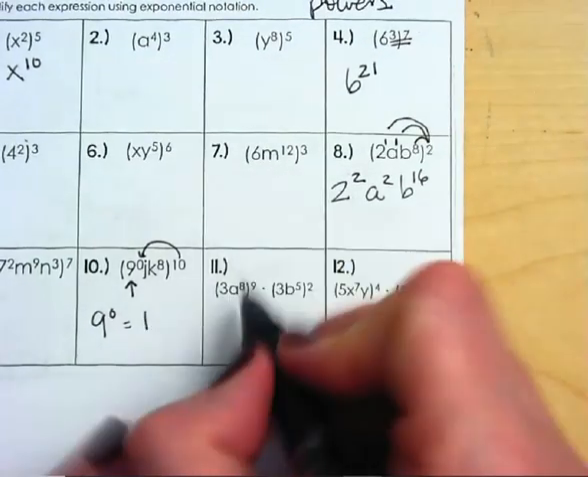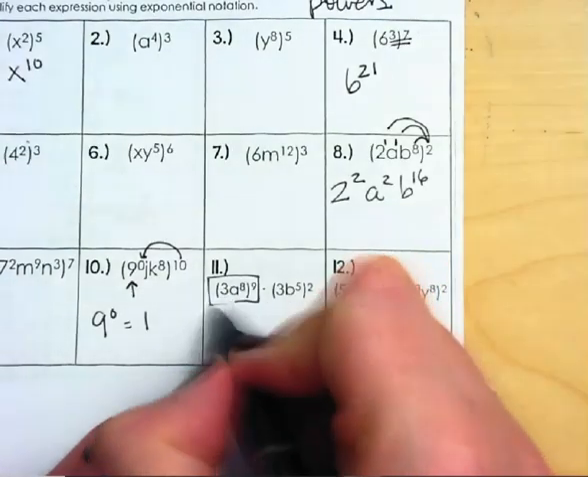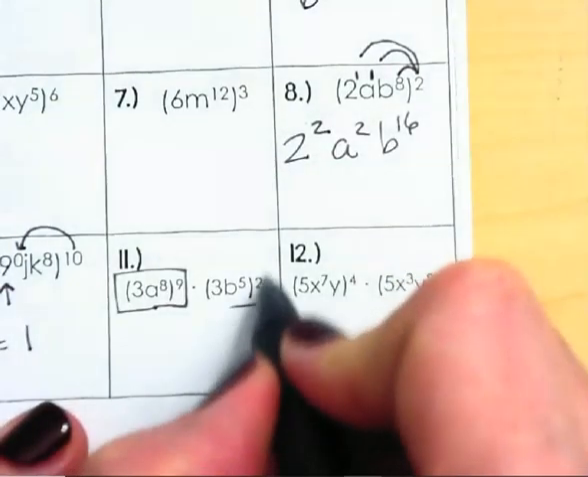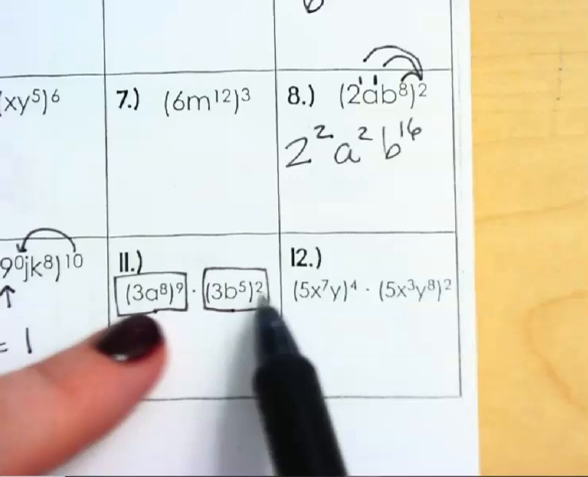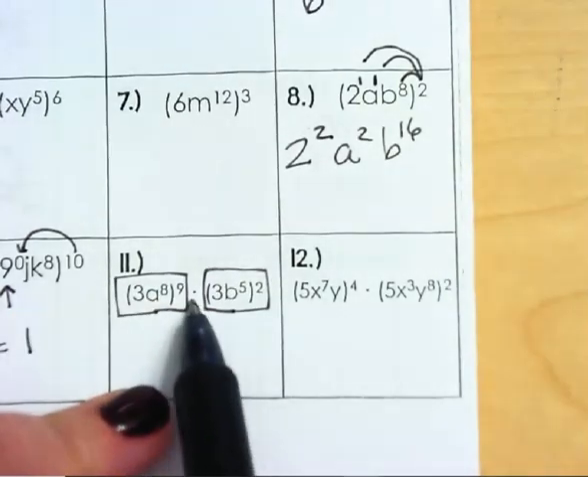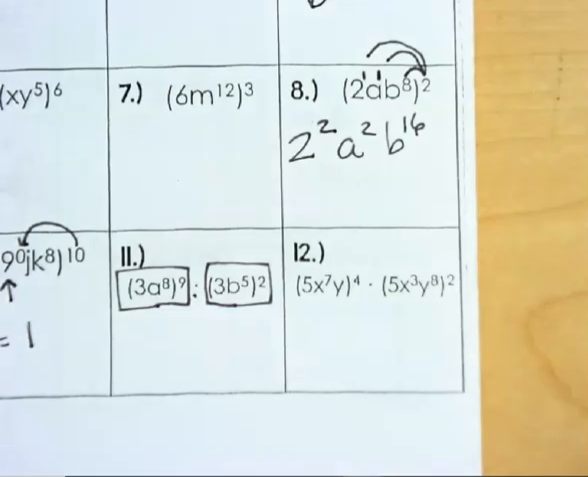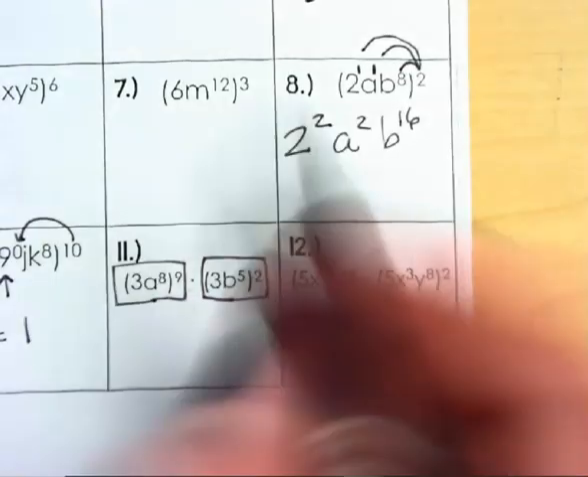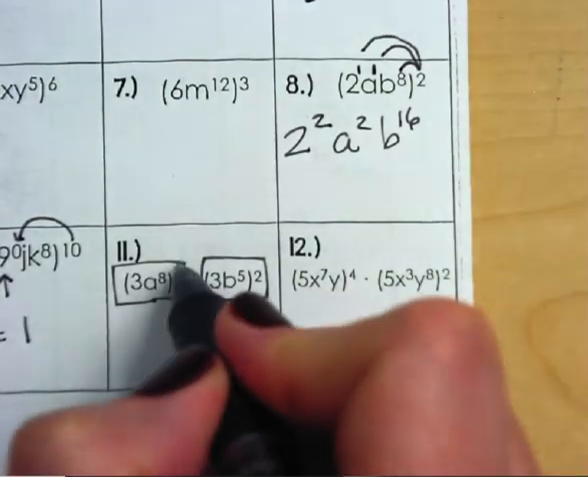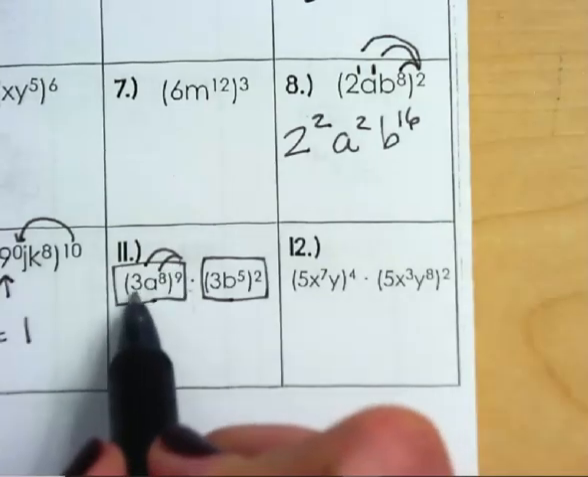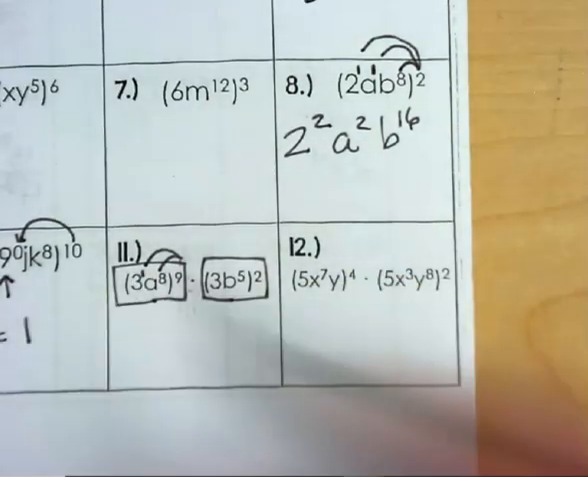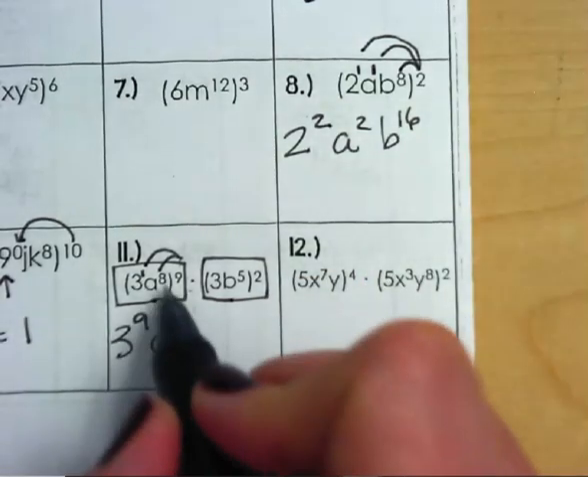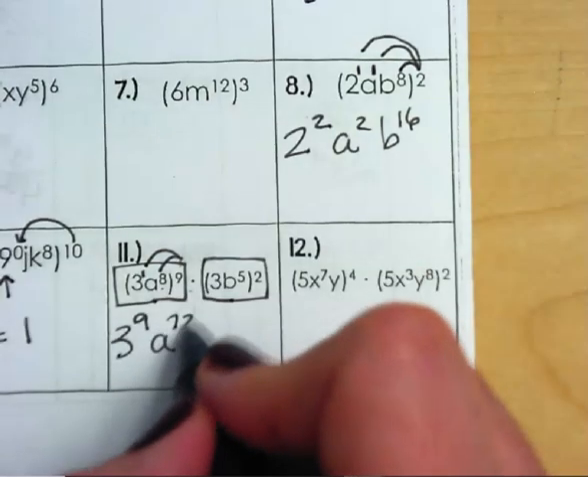So on 11, we have 2 groups being multiplied. I have this group here and this group here. And I need to simplify all these exponents before I can do this multiplication that's between them. Right, that's my order of operations, exponents before multiplying. So I'm going to bring, in the first group, I'm going to bring that exponent of 9 in. This is really 3 to the 1. And 1 times 9 is 9, so that's 3 to the 9. And then a to the 8 times 9, which is 72.